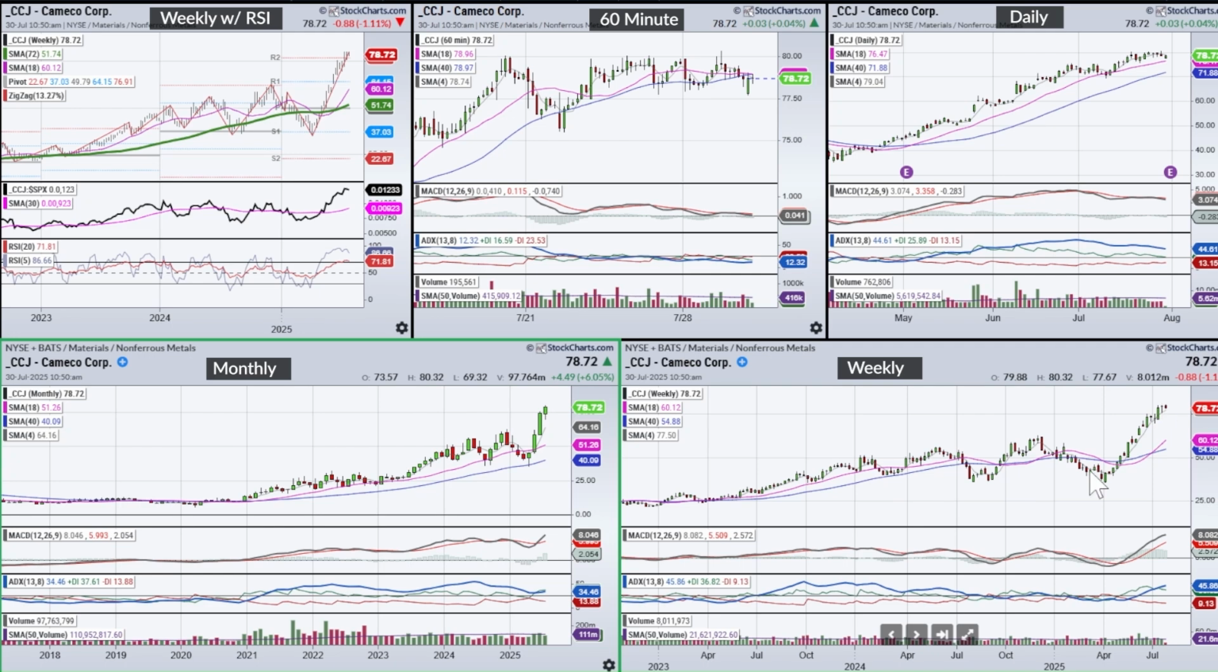CCJ, I think, is just too extended at this point. We've made a run after the low ADX. We've got to break out and follow through. So now what I'm looking for, maybe earnings will help with this tomorrow.